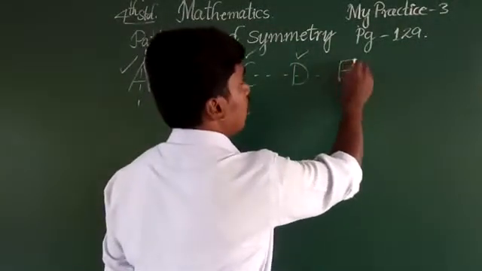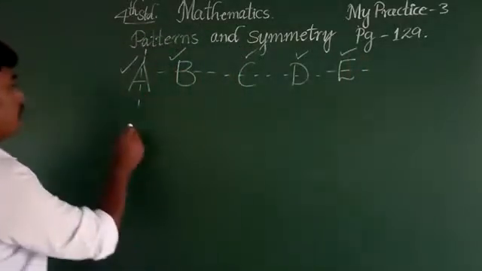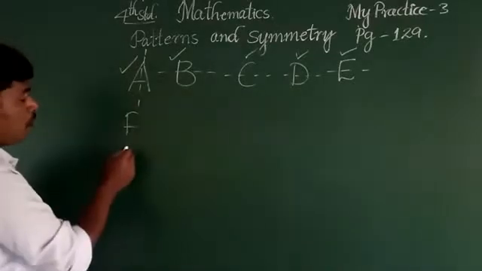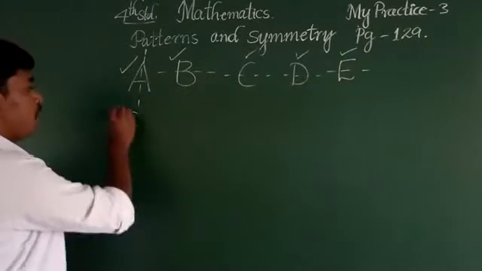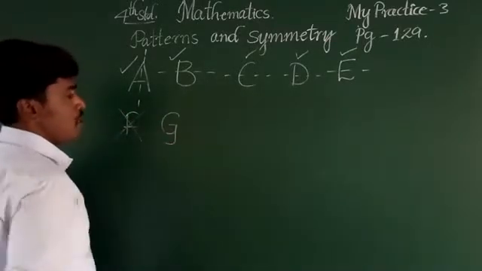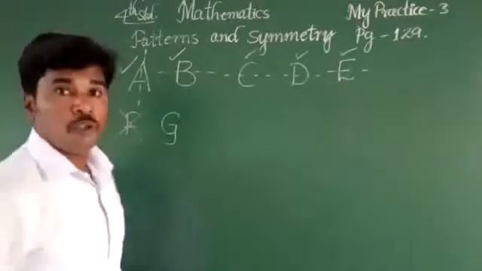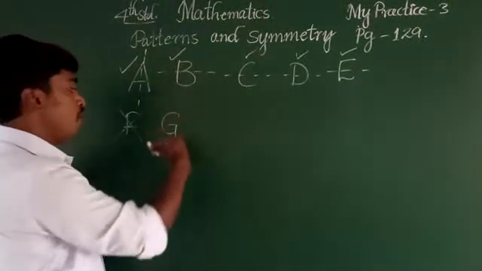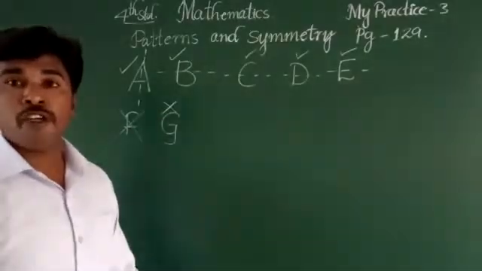E. Yes students, does E also have a line of symmetry? Yes. F. Does F have a line of symmetry? No. In this part, vertical or horizontal line of symmetry, it does not have. F does not have. G. Observe dear students, if you are drawing the line of symmetry, the left side does not fit to the right side, or the top does not fit to the bottom. That means G also does not have a line of symmetry.